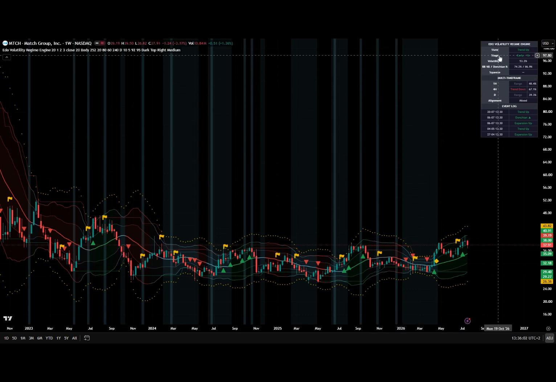The second row, stage, is how mature that regime is, with the bar count next to it. On Match Group Weekly the trend is 1 bar old, so the stage reads early. A fresh regime and a tired one are not the same trade.